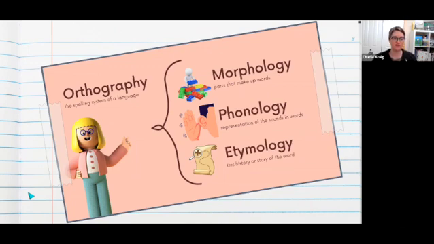And within that are the three categories. Sometimes it makes more sense to tap into the morphology or the phonology or the etymology, depending on the word or what it is we're exploring with our students. So yes, it's Morphology Monday, but we're going to be talking about these other pieces of the puzzle, because you can't just look at one part.